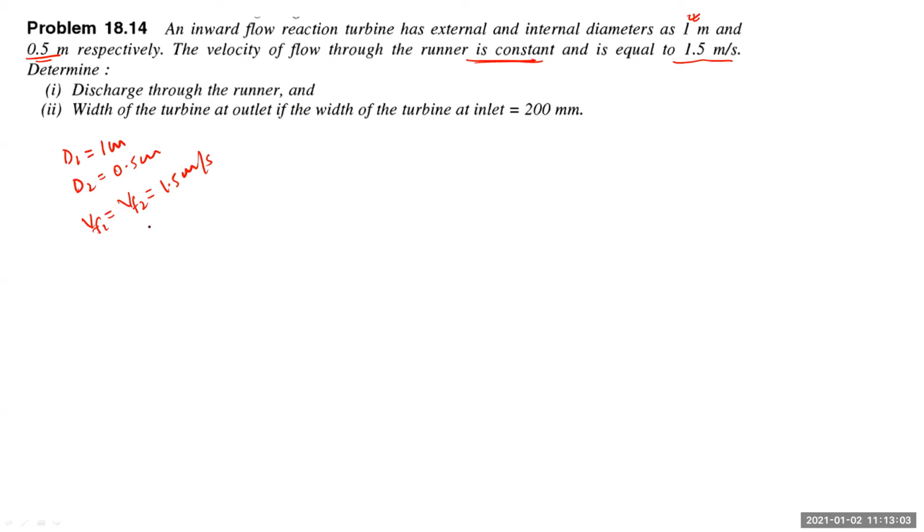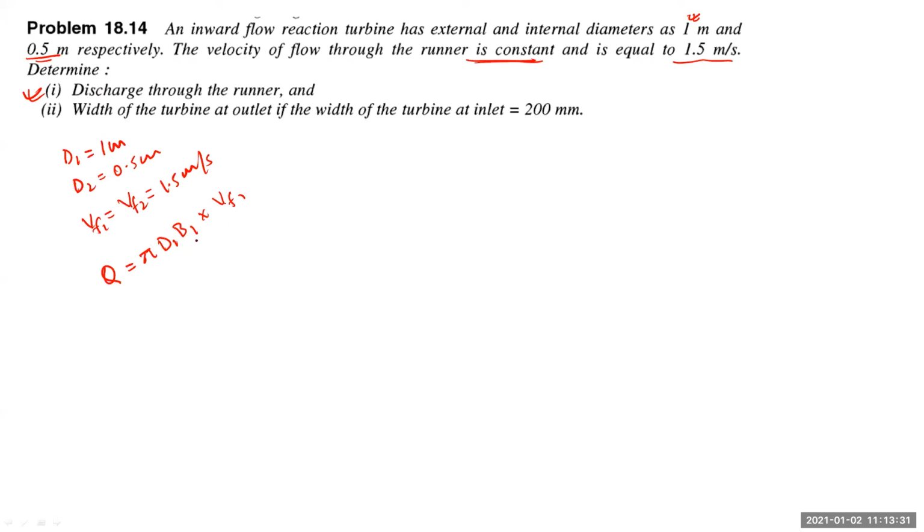Okay. Now, determine what you have to determine. You have to determine the discharge through the runner. Discharge you have to calculate, means your Q you have to calculate. If you remember in the previous slide, the formula we are using, Q equals to pi into D1 into B1 into Bf1.